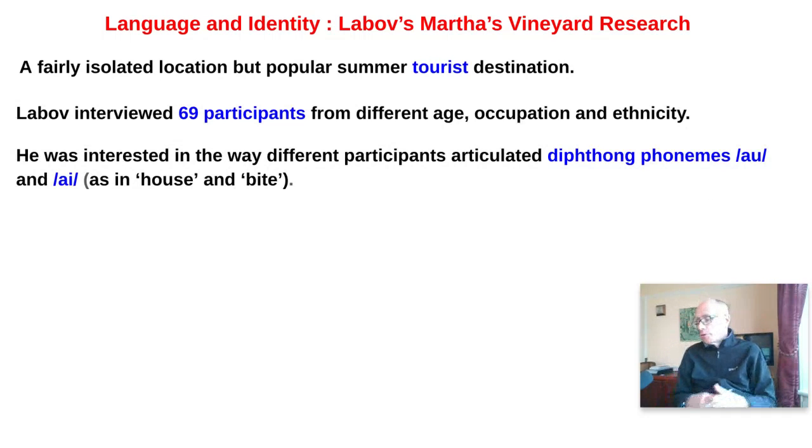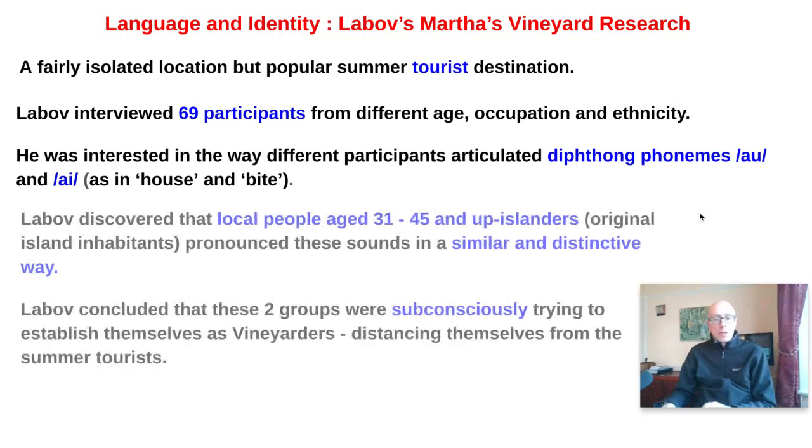And William Labov was really a pioneer of sociolinguistics because he did it in a systematic and scientific way, where he interviewed 69 participants. He made sure that they were from a diversity of different backgrounds, like different ages and different occupations and different ethnic groups. And he honed in on particular diphthongs, the ow and the I sounds. So he was interested in phonology, the accent features, and it was very, very precise what he was looking at.